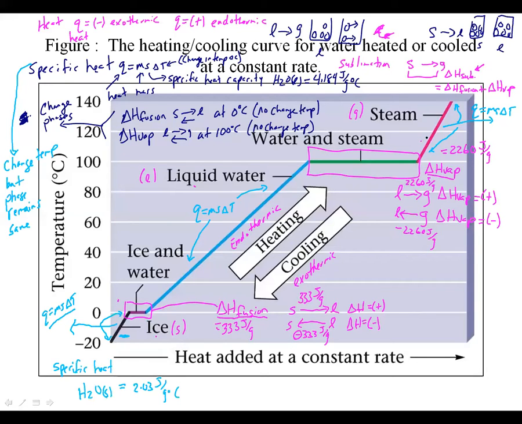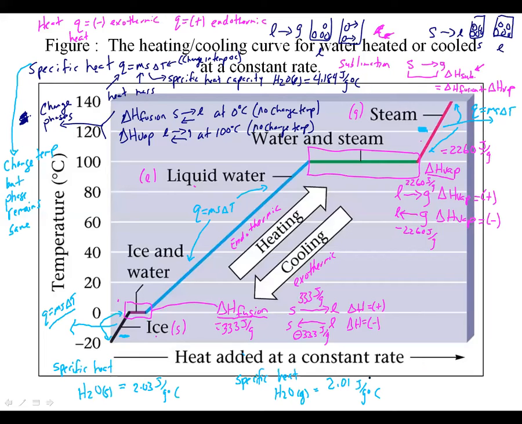And same thing up here, if we were in this area where we use Q equals m s delta T, the specific heat for water in the gas phase, for example, is also a different number. It's something like 2.01 joules per gram per degree Celsius.